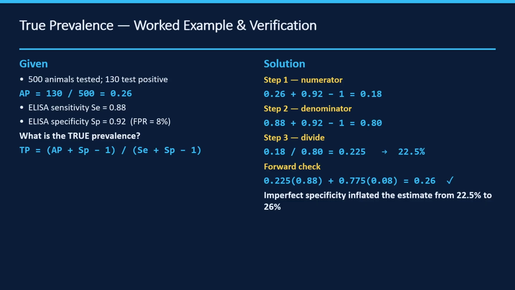Now verify it forward, because this is a great habit and the exam sometimes asks you to. Take true prevalence times sensitivity: 0.225 times 0.88, that's 0.198, plus 0.775 times 0.08, which is 0.062. Add them and you're back to 0.26. It checks out. Notice the direction here. With a specificity of only 92%, false positives were inflating the estimate.